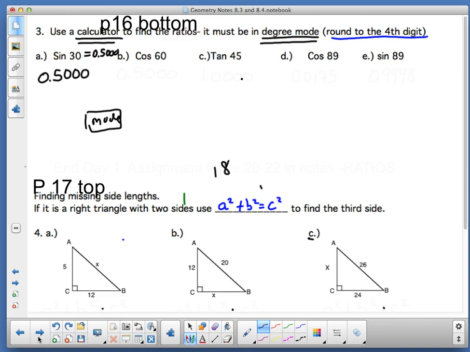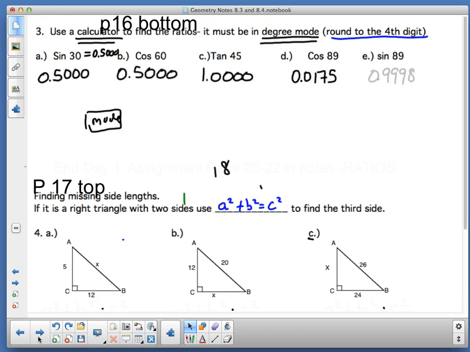Now, what I want you to do now is using your calculator, plug in cosine of 60. Plug in tangent of 45. Plug in cosine of 89 and sine of 89. And record, and by the way, the custom dictates that we record to the 4th digit after the decimal. That's the 10,000th position. So make sure your calculator is in the right mode and you'll be able to find your values. Are you okay with those values that I found?